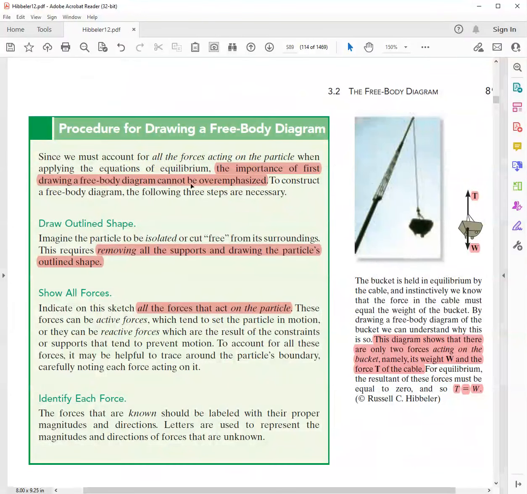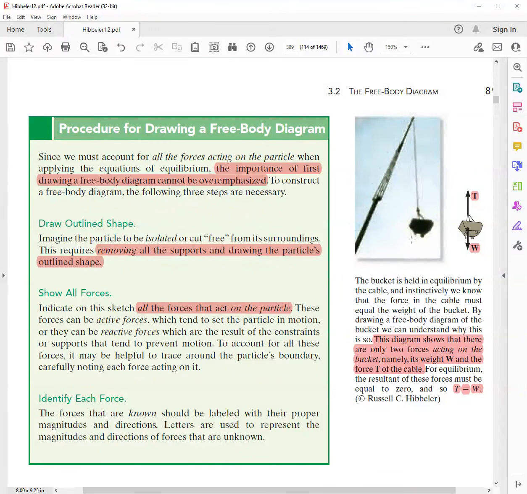And a review of the approach. So drawing a free body diagram, you remove supports. An example is this bucket here suspended by a cable. We have the weight of the bucket and the tension in the cable, the free body diagram for just the bucket. And the equilibrium condition requires the tension of the cable to be equal to the weight of the bucket. So free body diagram requires us to isolate the body and show the surroundings.